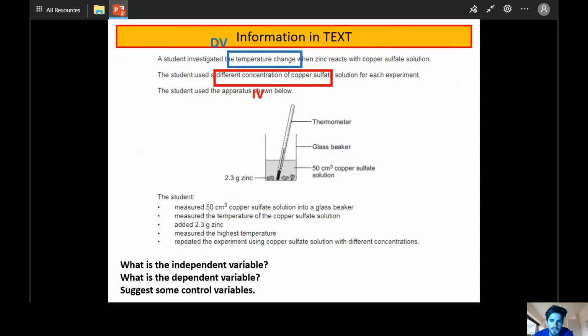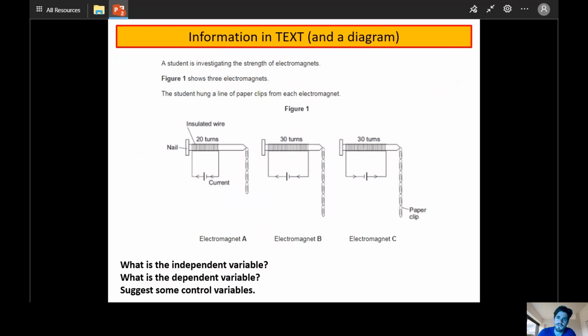The control variables would need to be the mass of the zinc and the volume of copper sulfate as well. Now for a physics one, this one is quite tricky, so have a think.